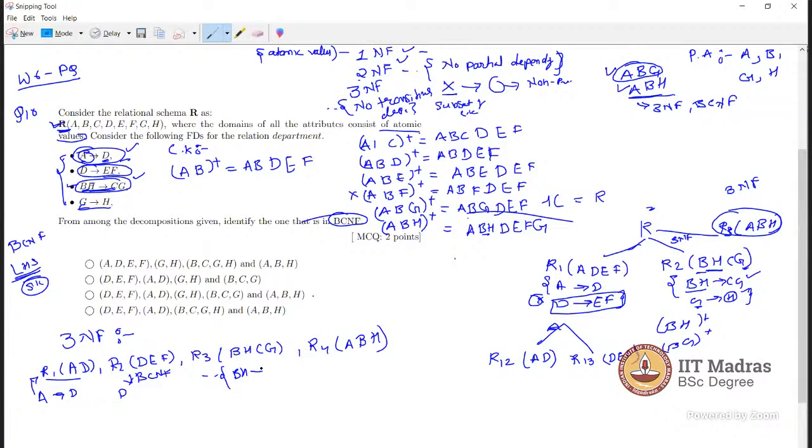And here BH determines CG and G determines H. Two functional dependencies are applicable to this relation R3. The first will satisfy my BCNF condition. But what about this? Is G the super key? No, sir. So this relation R3 is not in BCNF. So again we need to decompose this relation R3. You understood this, right? I'll erase this, okay?